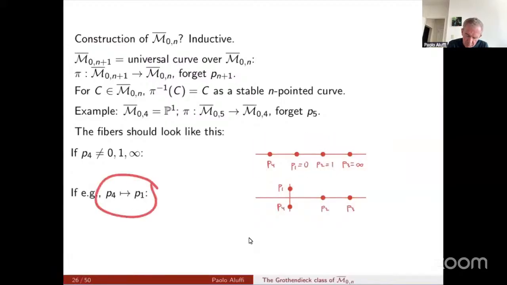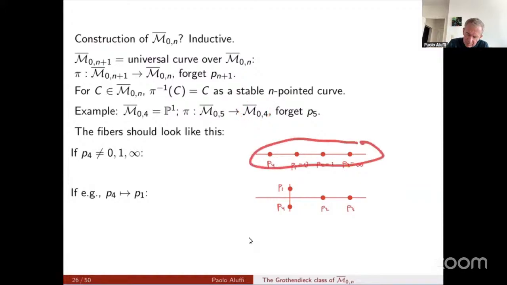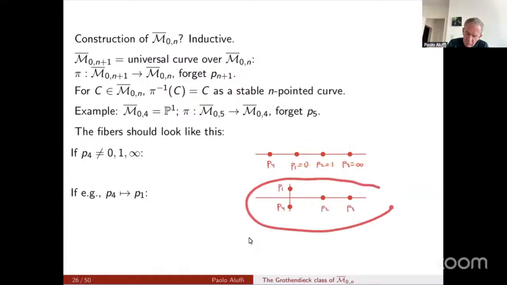If P4 approaches P1, this is what it looks like. And this should be the fibers of this map, because this is the universal curve. So the fibers of this map should correspond to the points in here. You need to create a space that has a base that looks like P1, because that's what M04 bar is, and whose fibers are these. Away from 0, 1, infinity, you have this picture, and on 0, 1, infinity, you should have a picture like this.